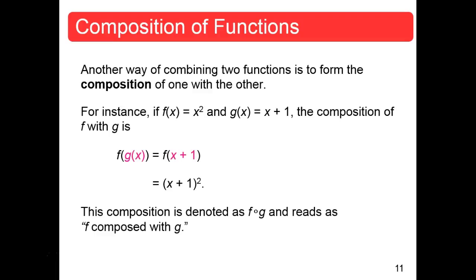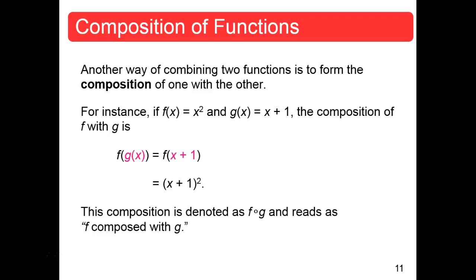So you put in what g of x is, that's the x plus 1. So f of x plus 1. Now we operate on this with the f function. What does the f function do? Takes whatever's here and squares it. Very good. Well, now you've got an x plus 1 there, so you take the x plus 1 and square it. That's the composition of f with g.